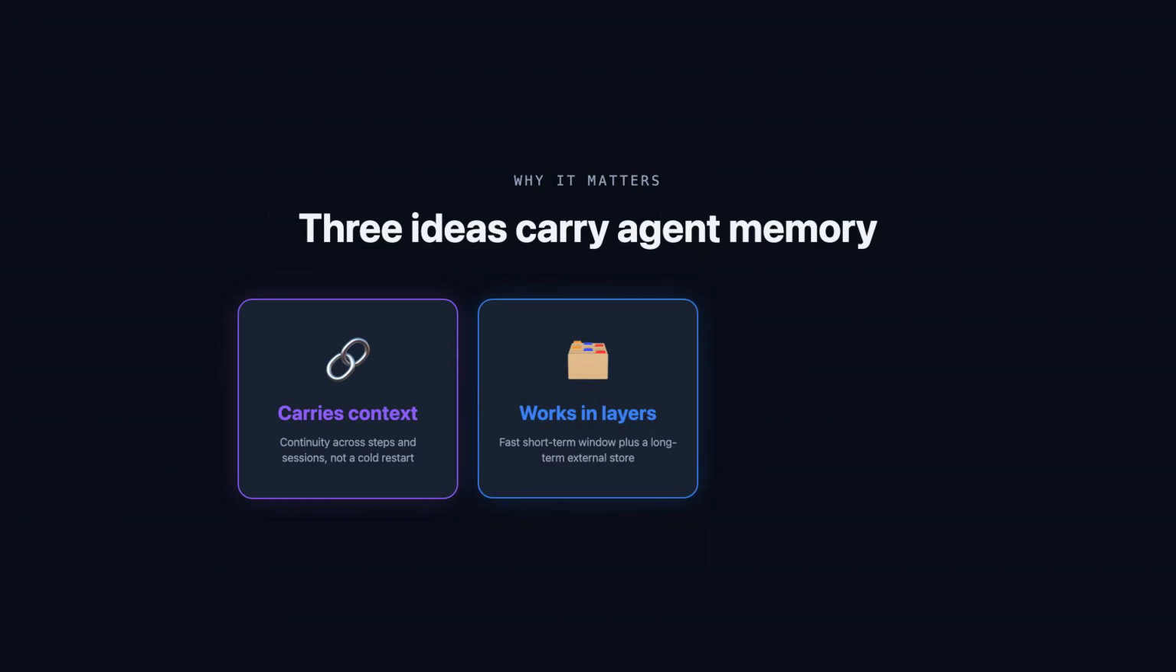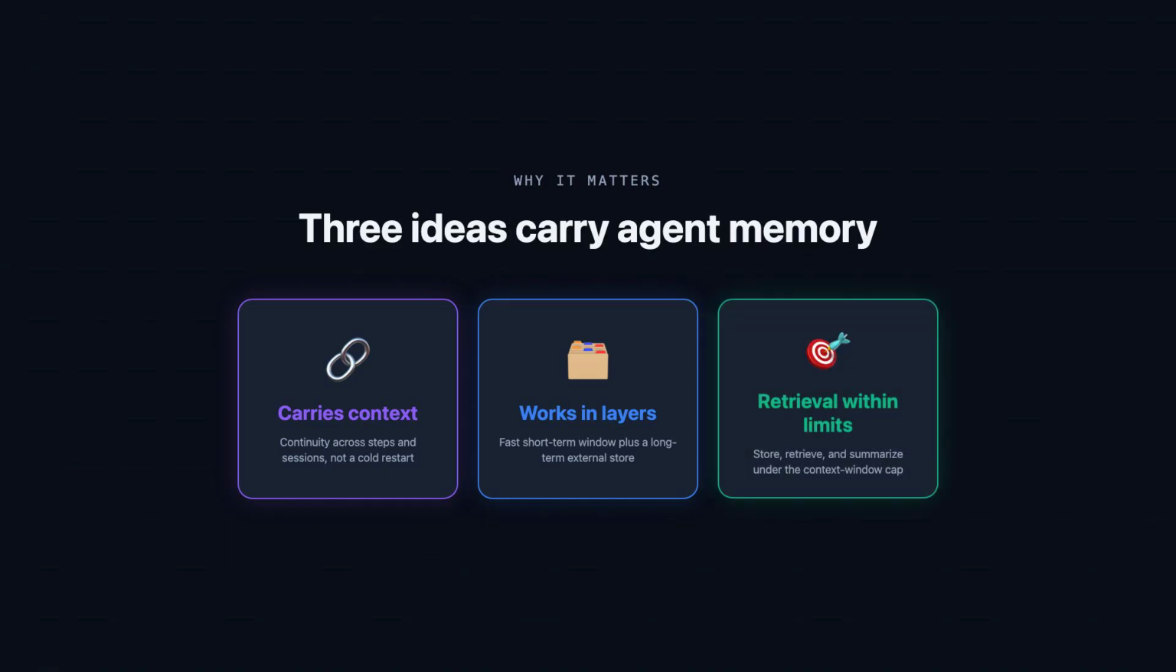It works in layers. The recent context lives in fast short-term working memory, while important facts persist in a separate long-term store, frequently split into episodic memory for specific past events and semantic memory for general knowledge. Everything hinges on the context window limit. You simply can't stuff every fact into every prompt, since that's expensive and dilutes the model's attention. So the real craft is deciding what to store, what to retrieve, and what to summarize or quietly forget.